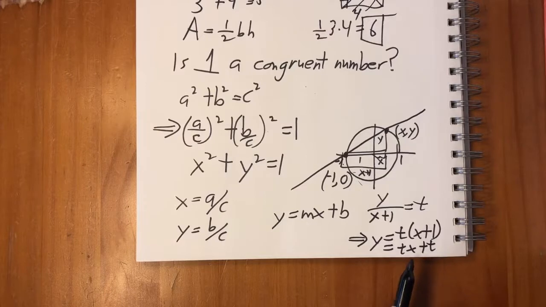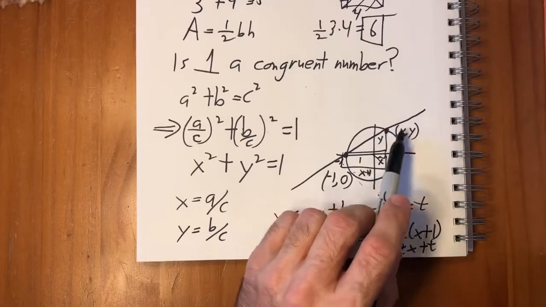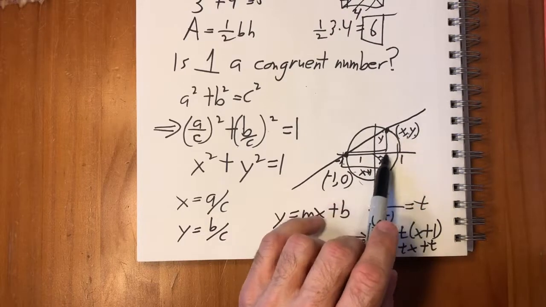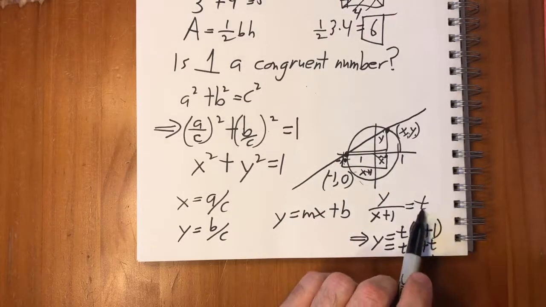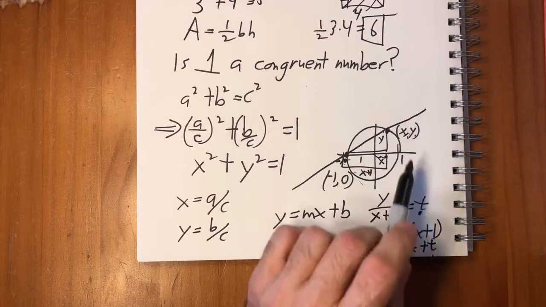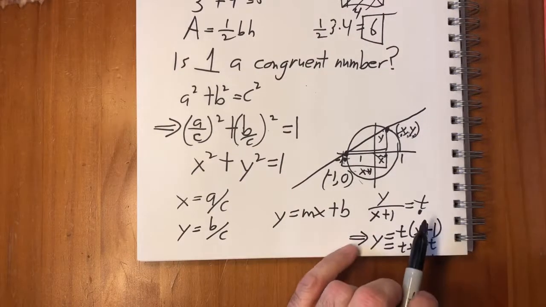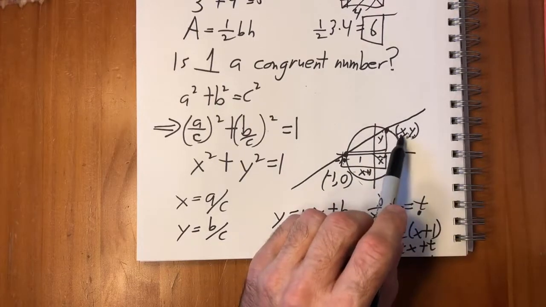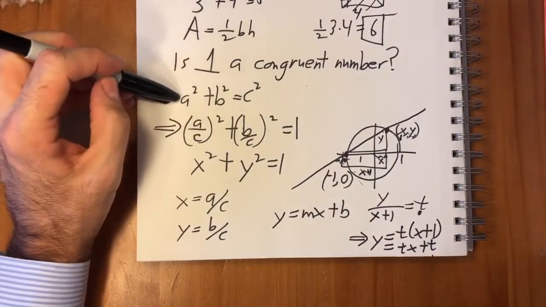So we have that now. The slope of this line determines this point. Conversely, this point will determine the slope of this line. What this means is, if the slope is rational, then this point has to be rational. And if that point's rational, then the slope has to be rational. So if we can plug in a rational number for t, we should be able to come out with a rational point, which will then be a solution to x squared plus y squared equals 1.